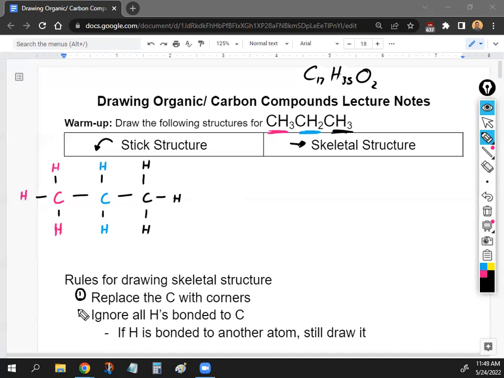And then the second rule that you need to know is that you're going to ignore all the hydrogens that are bonded to carbon. So if a hydrogen is connected to carbon, we don't draw it anymore. So it's a little bit less work for you guys.